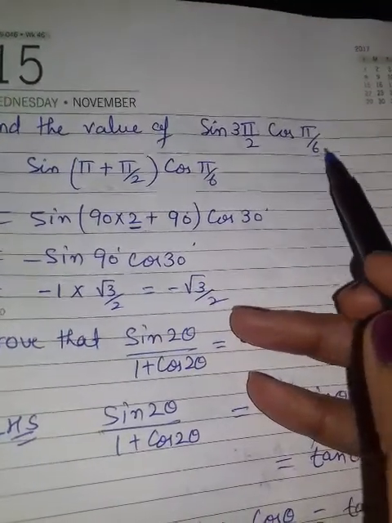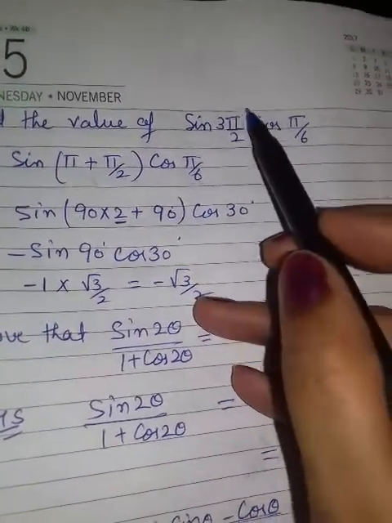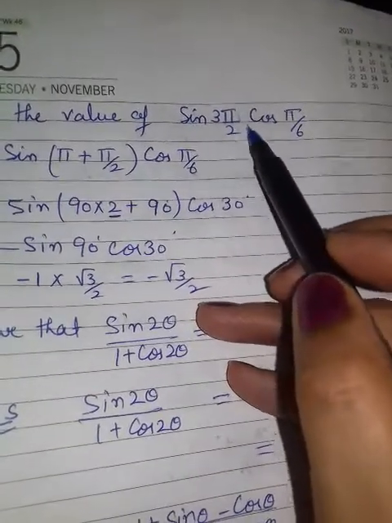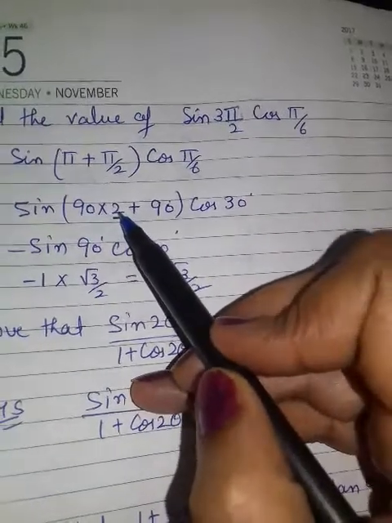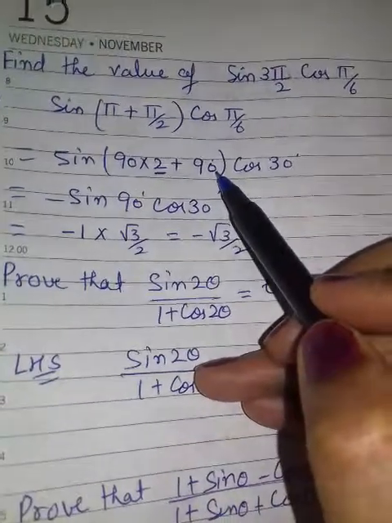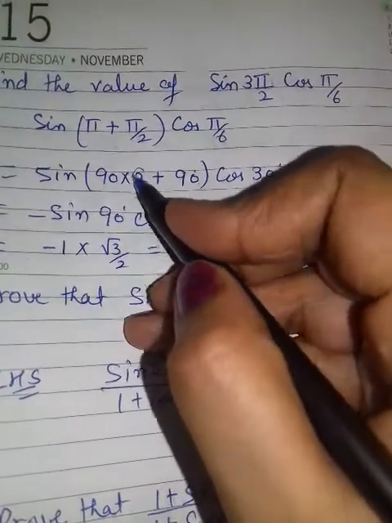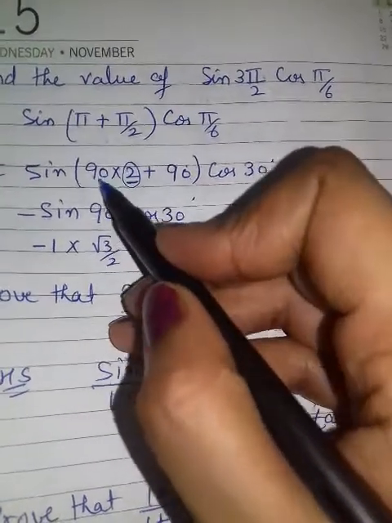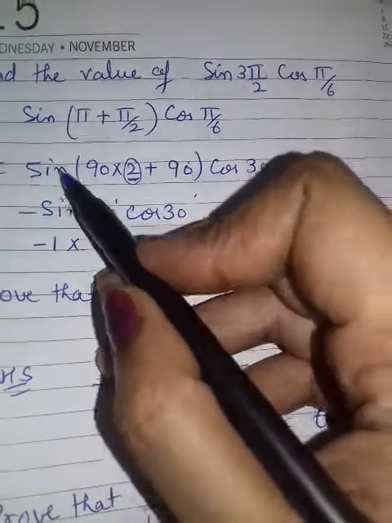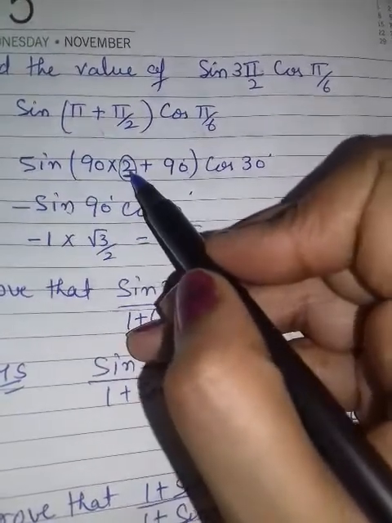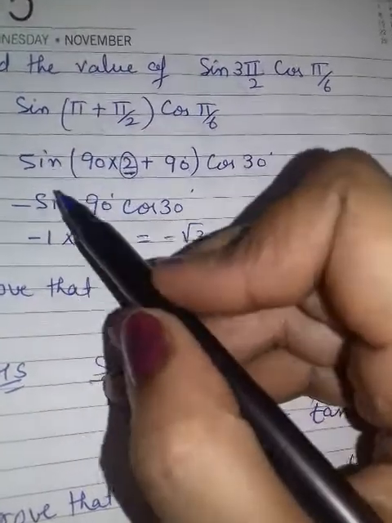Pi by 6, you know, that is 30. Firstly we will change it. This is 270. You don't know the value of 270. We will break it into 90 times 2 plus 90. Clear? You know, in my previous video I discussed, whenever 90 with an even number is written, then you will keep it same. Whenever an odd number is there, then you will change it.